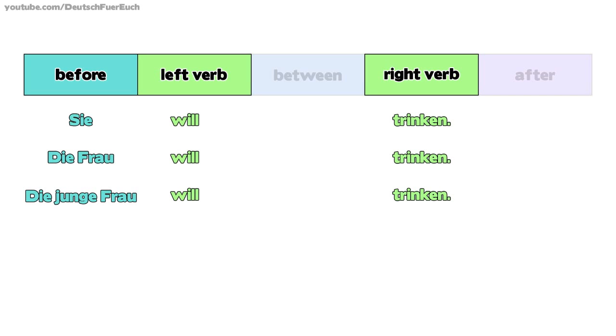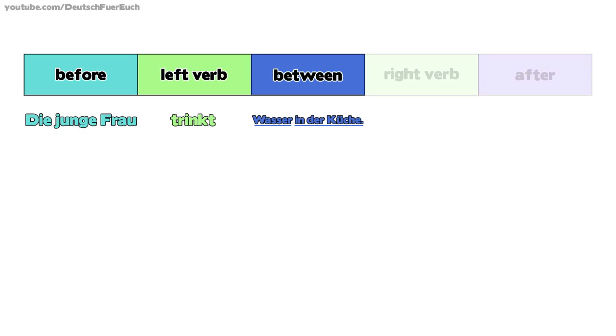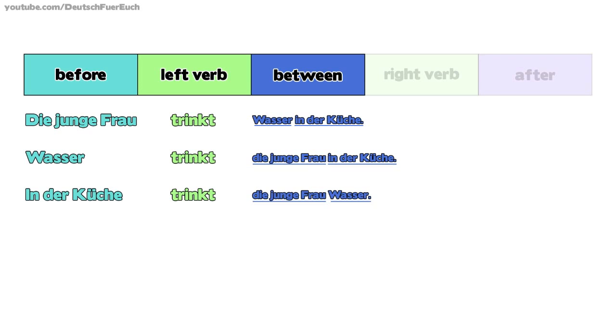Now, those were very basic sentences. Now let's add an object and a place. If we were to say, for example, that the young woman drinks water in the kitchen, our before section could be filled one of these ways. Die junge Frau trinkt Wasser in der Küche. Wasser trinkt die junge Frau in der Küche. Or, in der Küche trinkt die junge Frau Wasser.